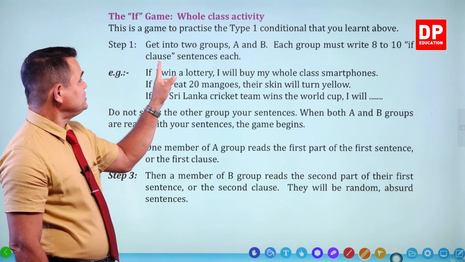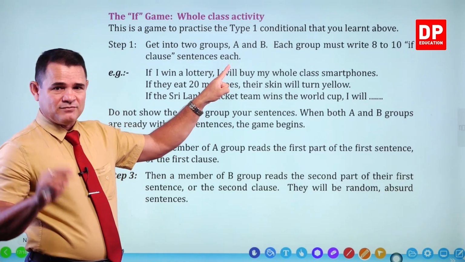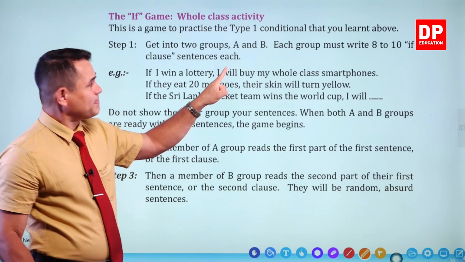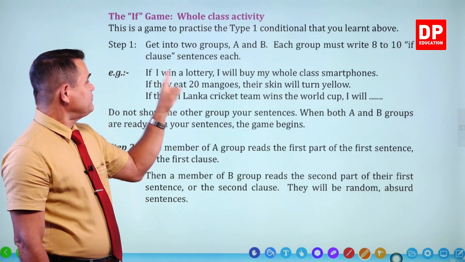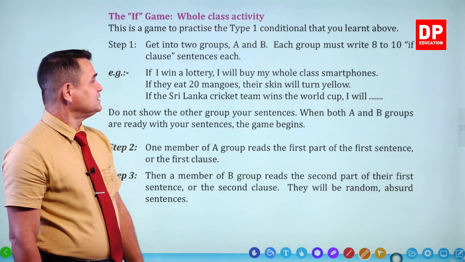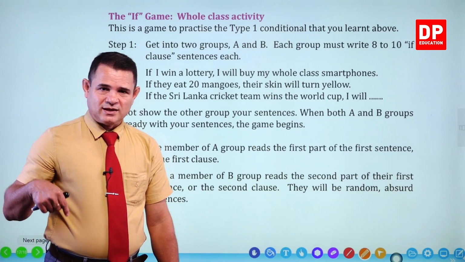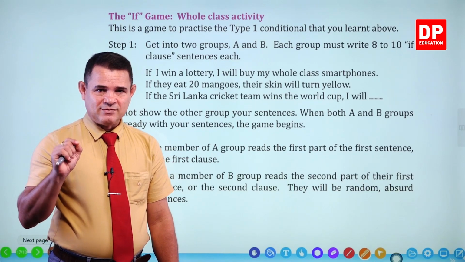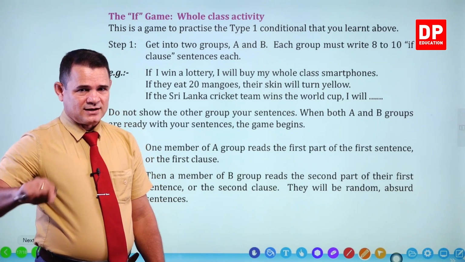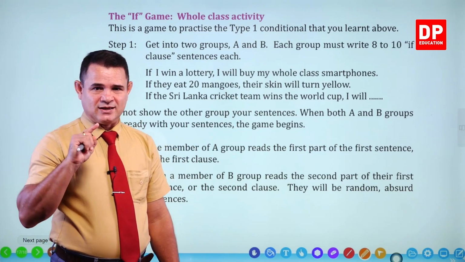Example, get into two groups. කණ්ඩායම් දෙකක් හැදෙනවා. A and B. We'll name them A and B. Each group must write 8 to 10 if close sentences each. Right? Everybody writes at least one sentence. එක්කෙනෙක් එක වාක්‍ය ගානේ හරි වගේ වාක්‍ය 8ක් අඩුම තරමින් ලියන්න ඕනේ if conditional type 1 එකෙන්.